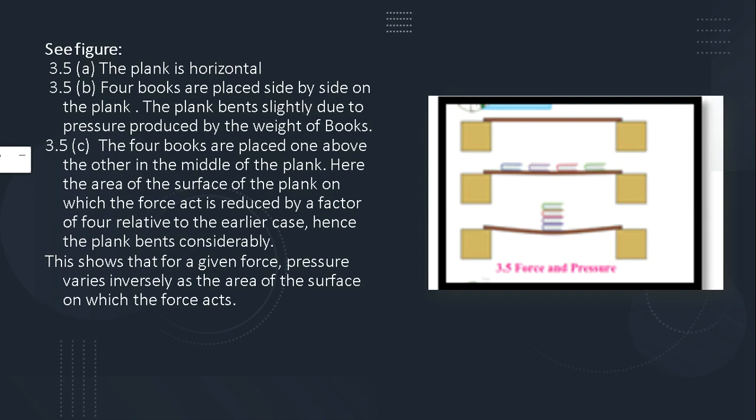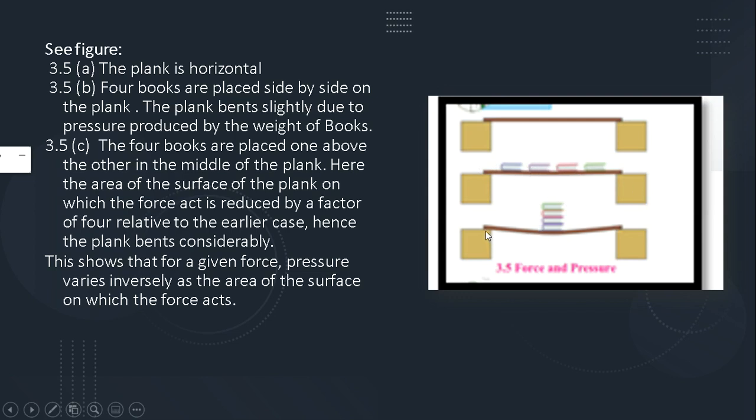Now here in this figure you can observe that figure 3.5 is there, with parts A, B, C given. In the first figure 3.5a, you observe that the wooden plank is in a horizontal position. In the second figure 3.5b, you observe that 4 books are placed side by side on the plank. The plank bends slightly due to the pressure produced by the weight of the books.